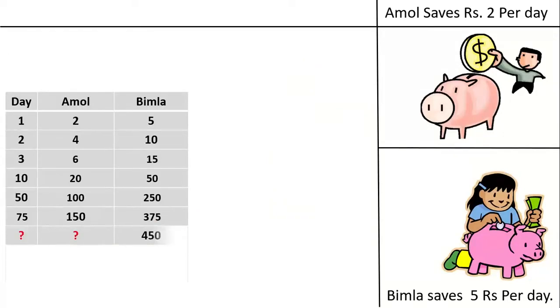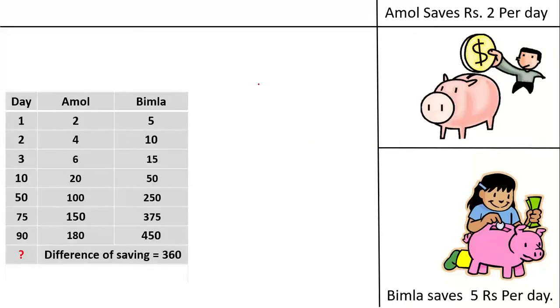Next question, at the end of which day Bimla ka saving is 450? We know Bimla saves 5 per day, so 450 divided by 5, that is 90. So at the end of 90th day, Bimla ka saving is 450, and similarly 90 multiplied by 2, which is 180. So at the end of 90th day, Amol ka saving is 180. Difference of saving is 360.